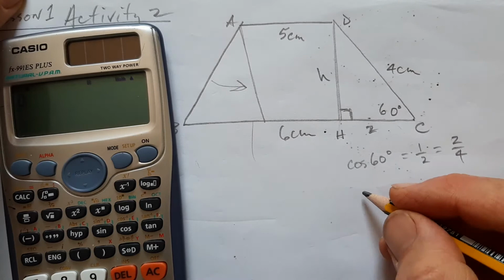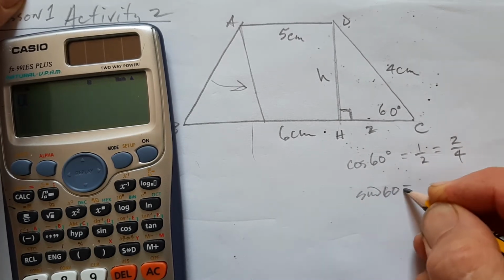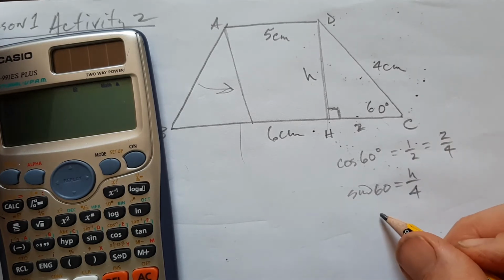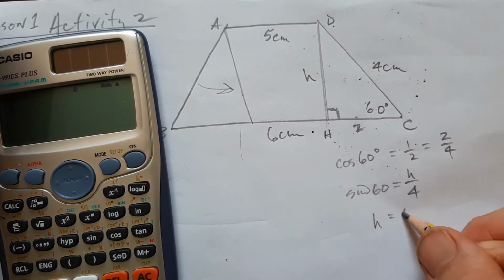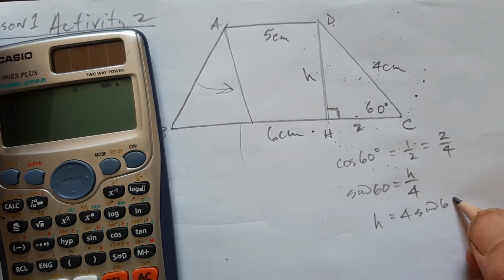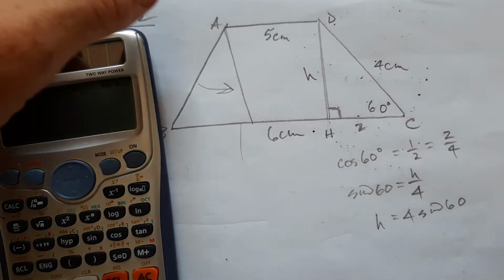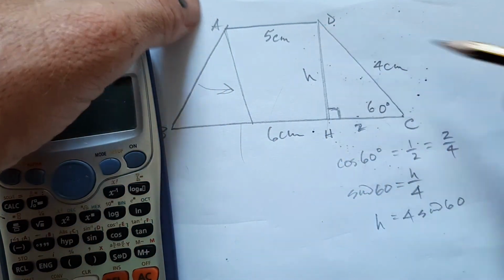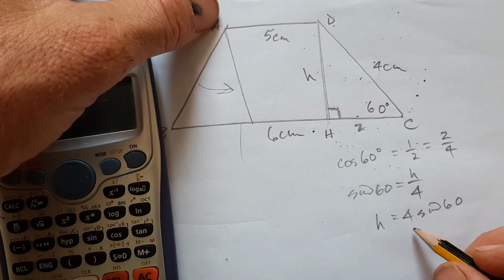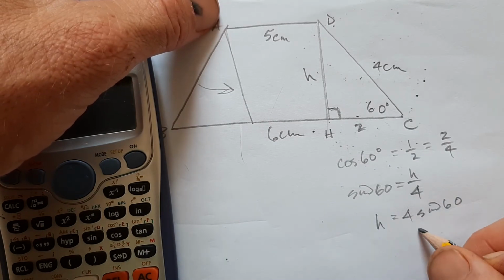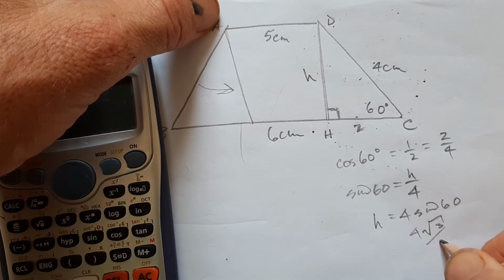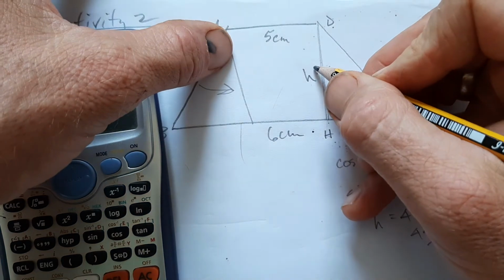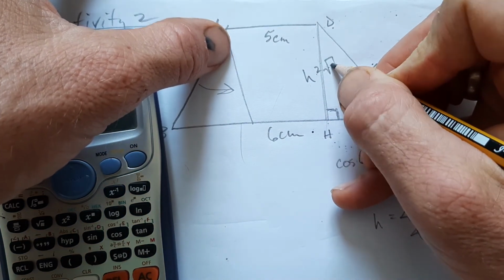Because you're doing the sine of 60 equals h over 4. So h equals 4 sine of 60. Sine of 60 is square root of 3 over 2. It's one of those special triangles, right? This is a special right triangle here. So 4 square root of 3 over 2 equals 2 square root of 3.